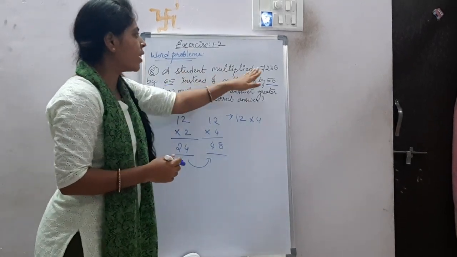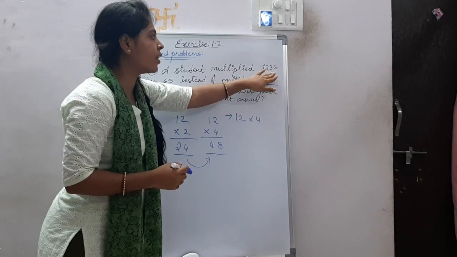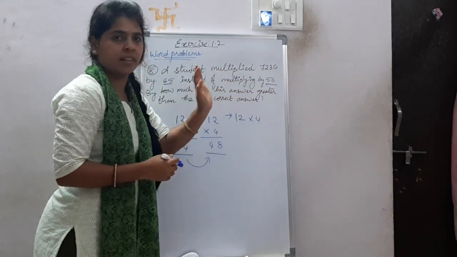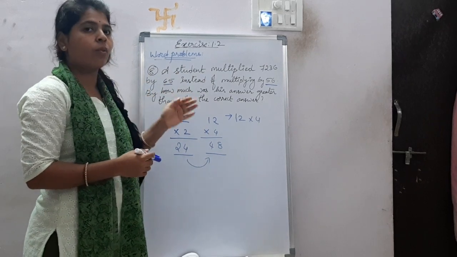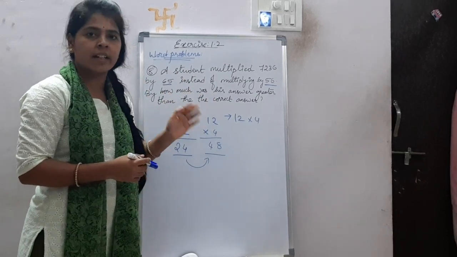So he had to multiply 7236 by 56, but he used 65. So what was the calculation? What was the answer greater? We will see that.